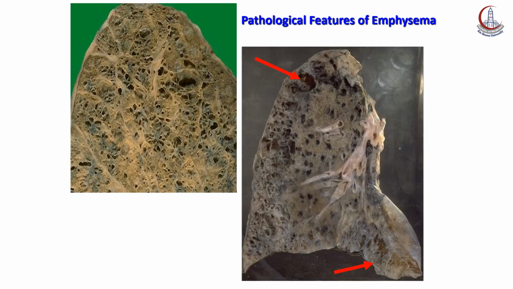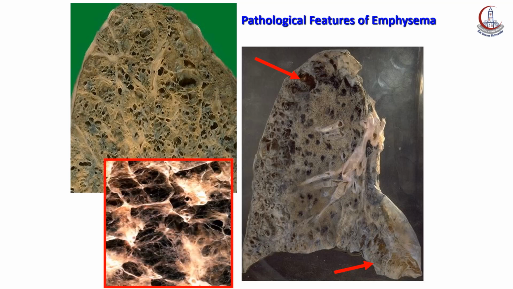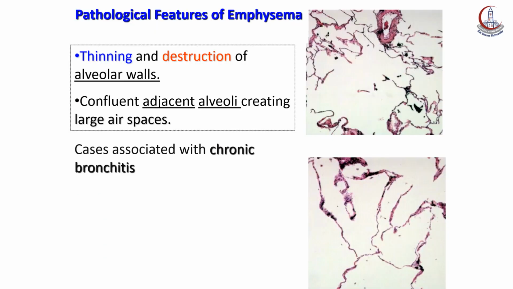The gross picture: the arrow shows the dilated air spaces due to destruction of the alveolar wall, causing large air spaces. If these air spaces are under the pleura, we call them emphysematous bullae, like here. High power shows the dilated air spaces in emphysema. In the microscopic picture, there is thinning and destruction of the alveolar wall. Here, destruction and thinning of the alveolar wall with formation of large air spaces, and these are the remnants of the alveolar wall projecting into the air spaces.